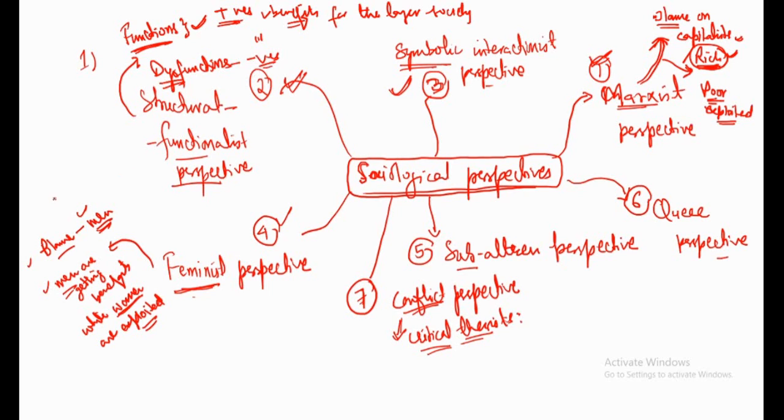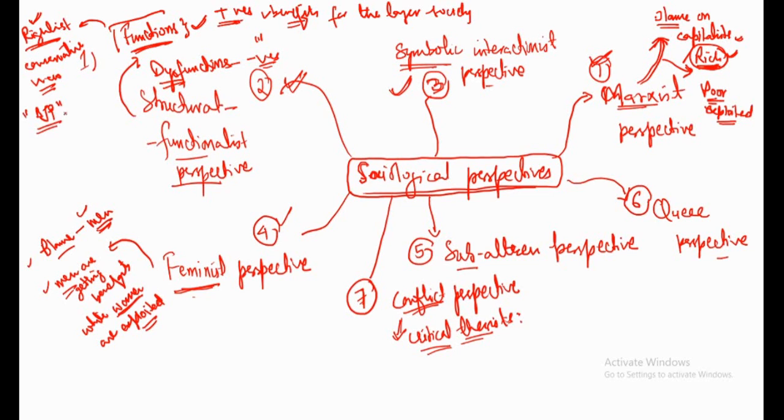One thing more: the functionalist perspective is a rightist perspective. When we talk about right and left, this is right wing, a conservative view, or status quoist view. Presently our government is tilted toward the right. The BJP is tilted toward the right.